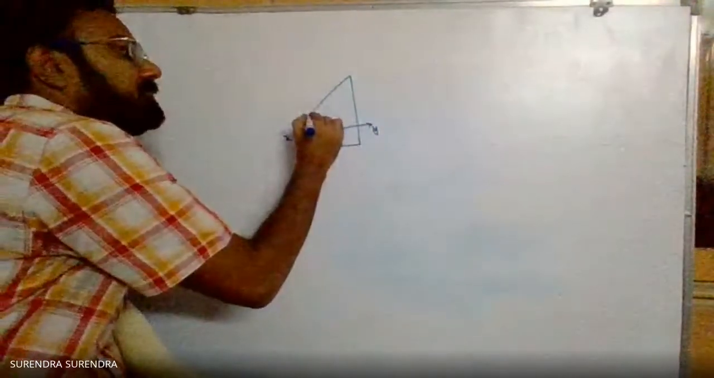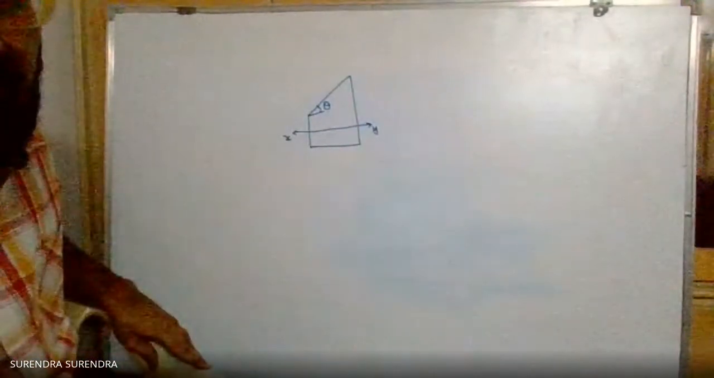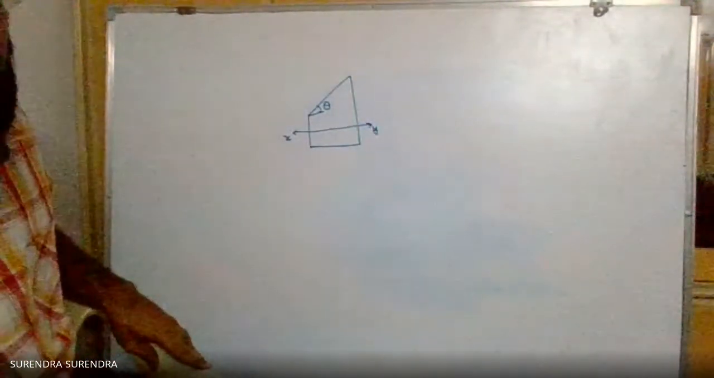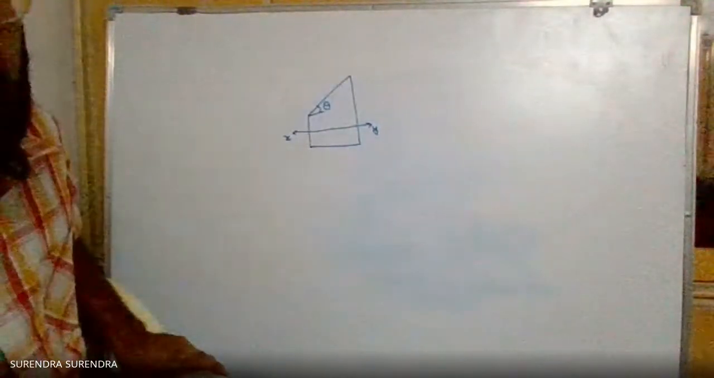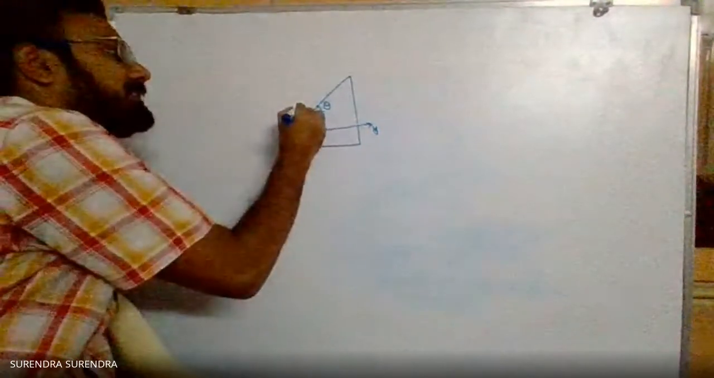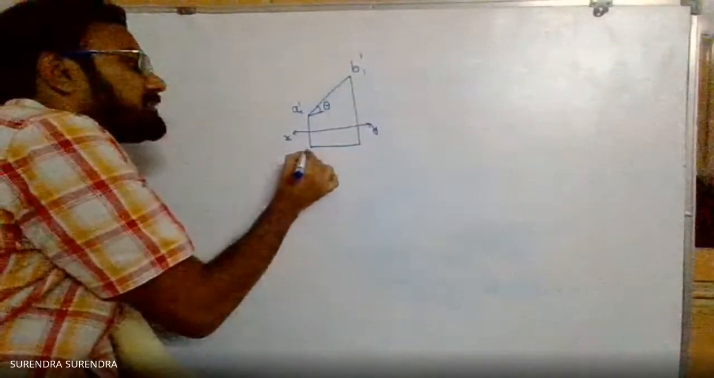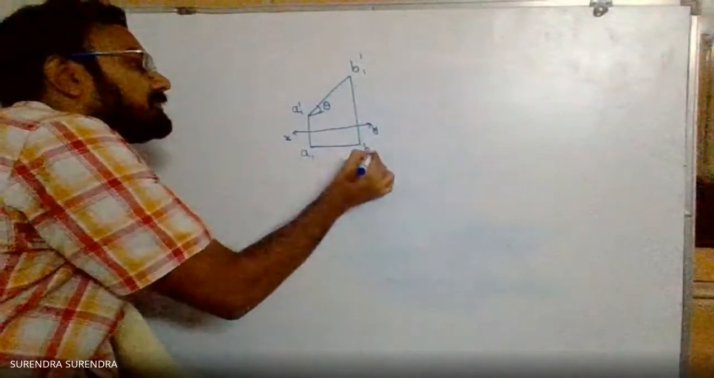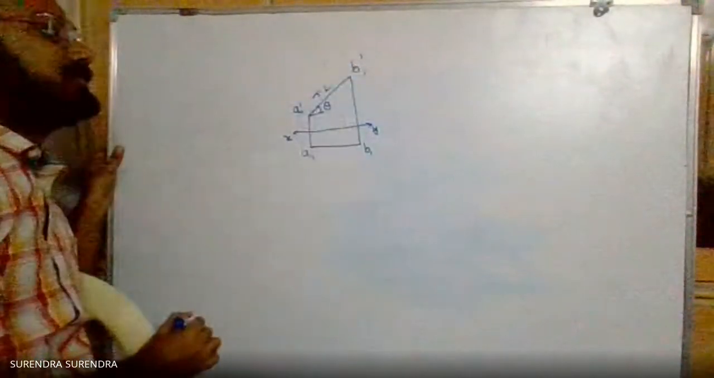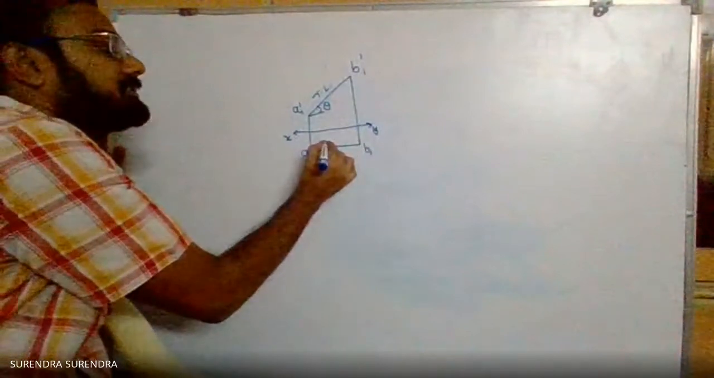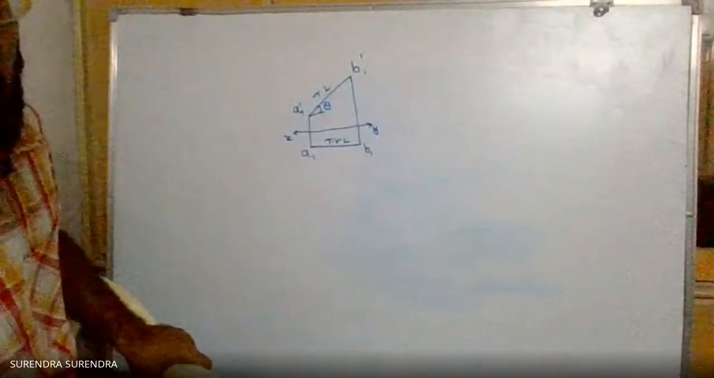And what is this angle? Theta. The angle is theta. When a line is inclined to horizontal plane, we represent the inclination with the horizontal plane as theta. And what are these points? Let these be A1 dash, B1 dash, A1, B1. A1 dash B1 dash is the true length of the line, and A1 B1 is the top view length.